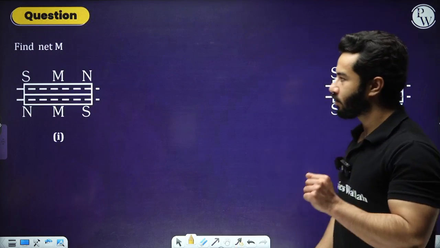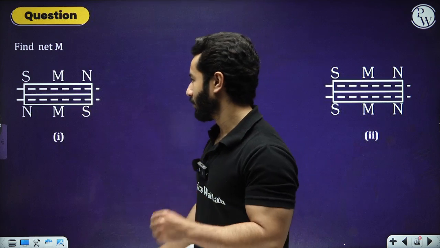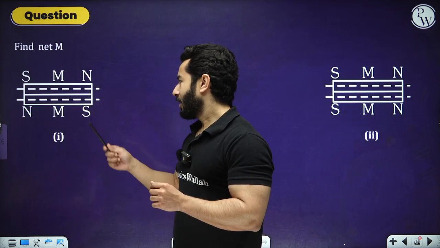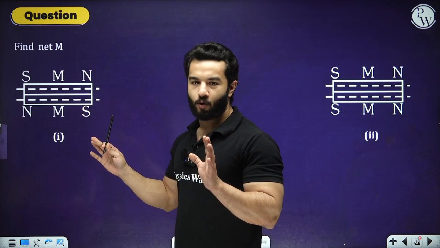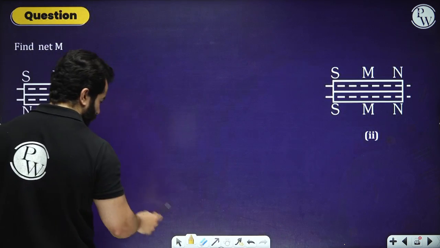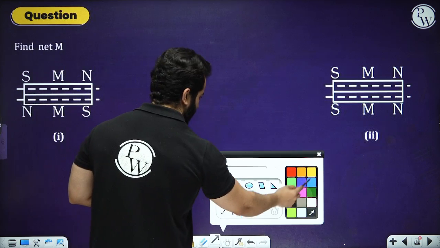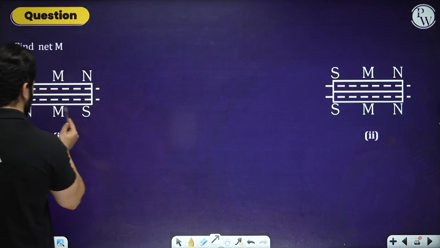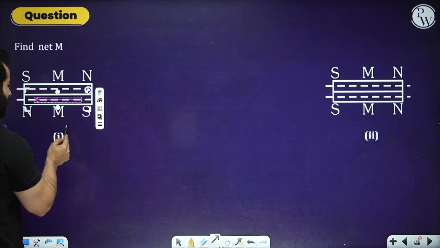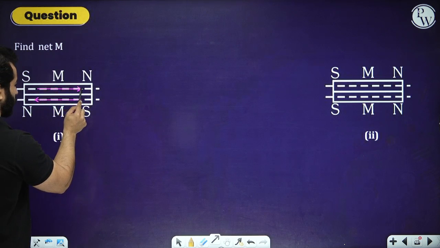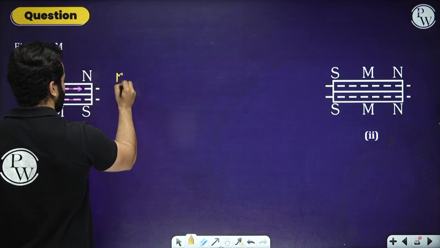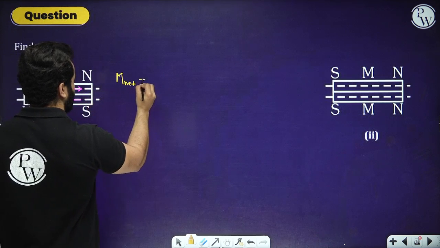They can also ask you a question like this: find the net magnetic moment. Over here, you have two magnets of similar pole strength. We need to assume similar because nothing has been said. So for this bar magnet, the dipole moment will be in this direction, from south to north. In this one it will also be from south to north, and if they are of similar magnitude, the net magnetic moment will be 0 because they will cancel out each other.